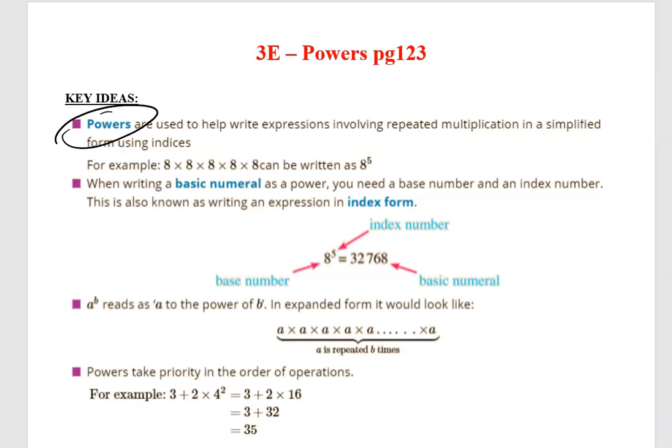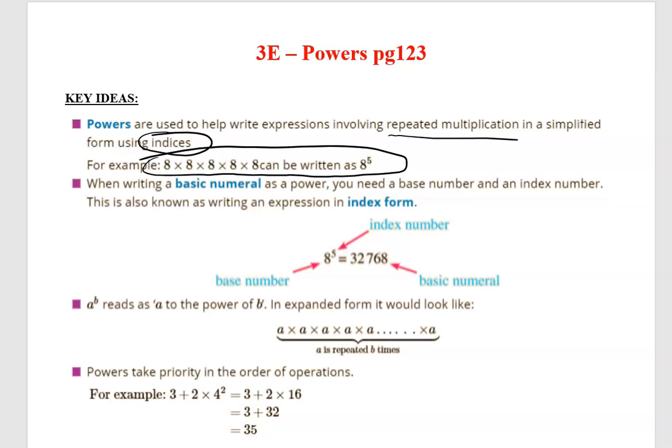Okay, we are now dealing with powers. Powers are when we multiply. Multiplication is simplified using an index or indices. So in this example, 8 times 8 times 8 times 8 times 8 is 5 times. You are multiplying 8 by itself. So you have 8 to the power of 5.